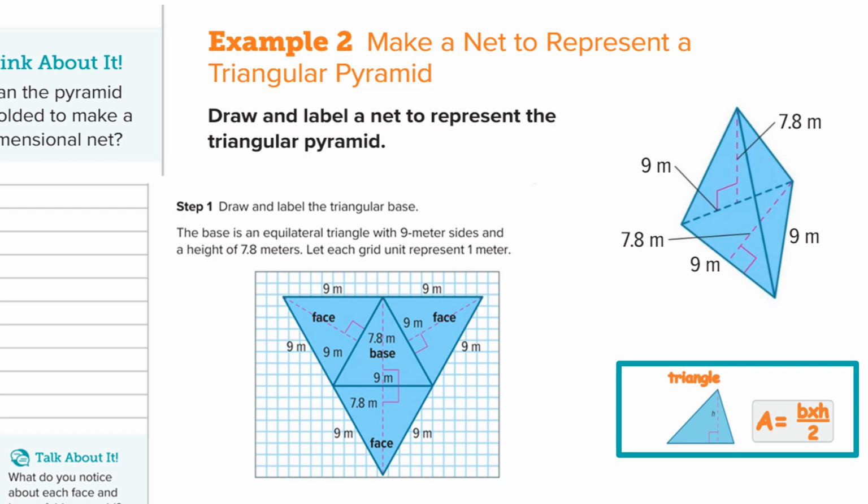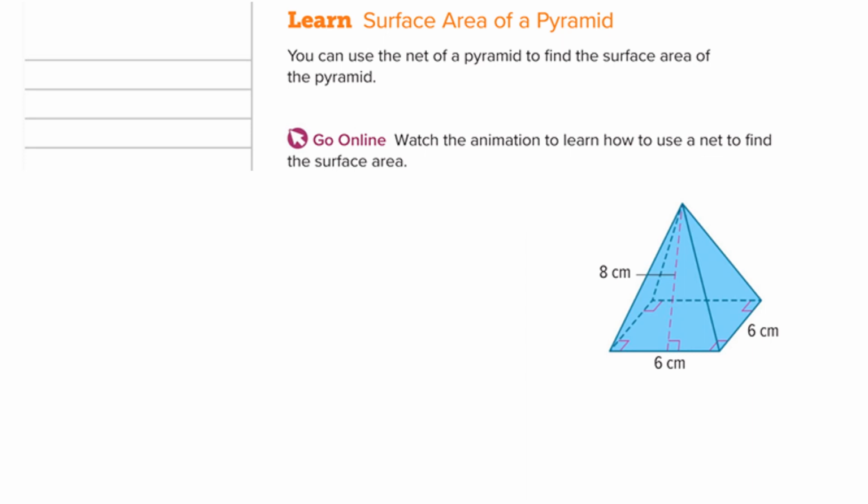And then I could take my base times height divided by 2, the area of a triangle, and find the measurement for each of those 4. Now, as we do these, I'm going to ask that you do just as I asked you to do in the previous lesson. I want you to draw a generic net and then label it so you know which numbers go where in order to set up your calculations.